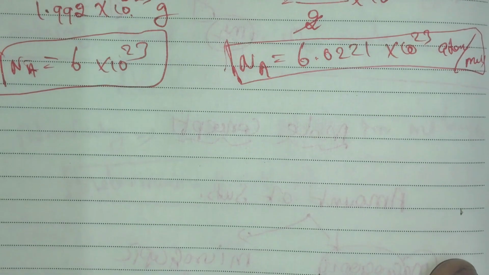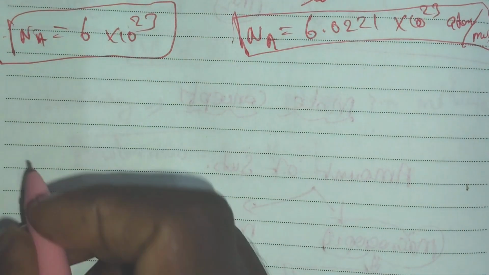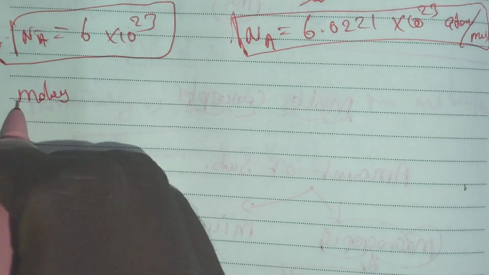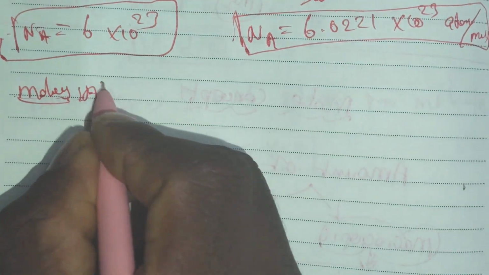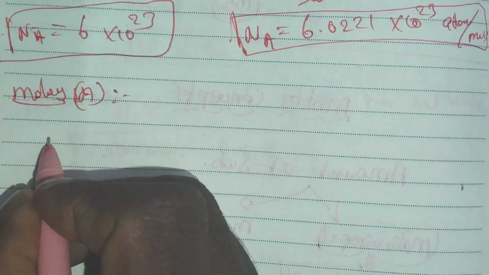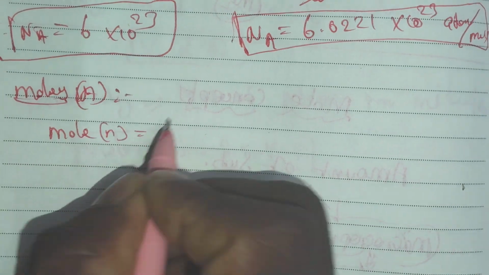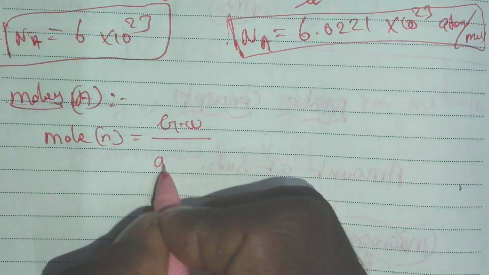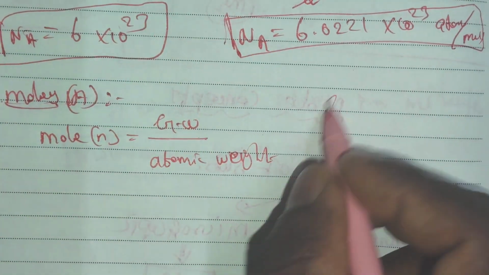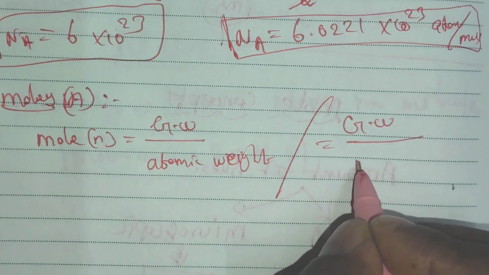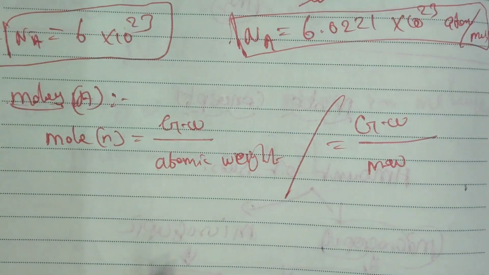For example, now see the mole formulas. The mole is used in many formulas, so let's see them one by one. The mole, represented by small n, is equal to given weight divided by atomic weight, or given weight divided by molecular weight. So this is the mole.